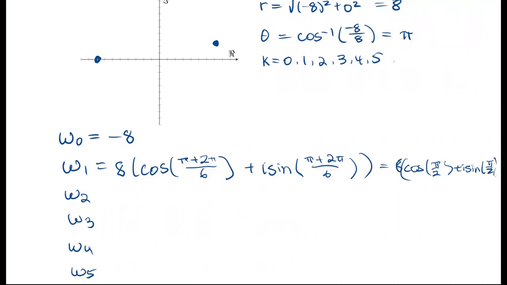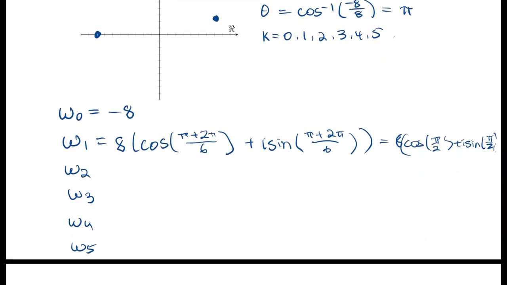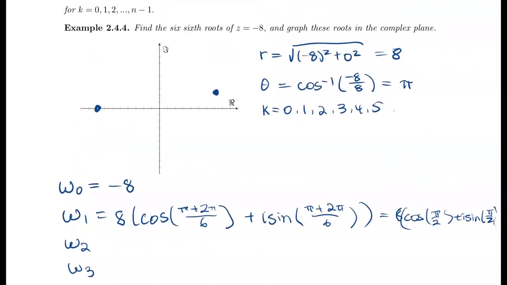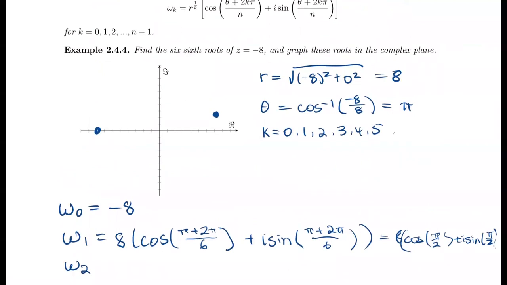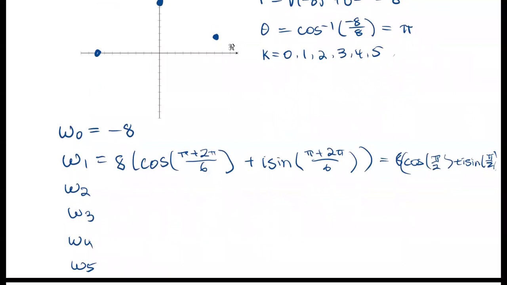So that means we're just going to have 8 times 1, or i. So that's going to be 8i. So that's going to lie somewhere over here. And we would do the same thing. So we would also have 8 to the power 1/2 now. So that's root of 8.